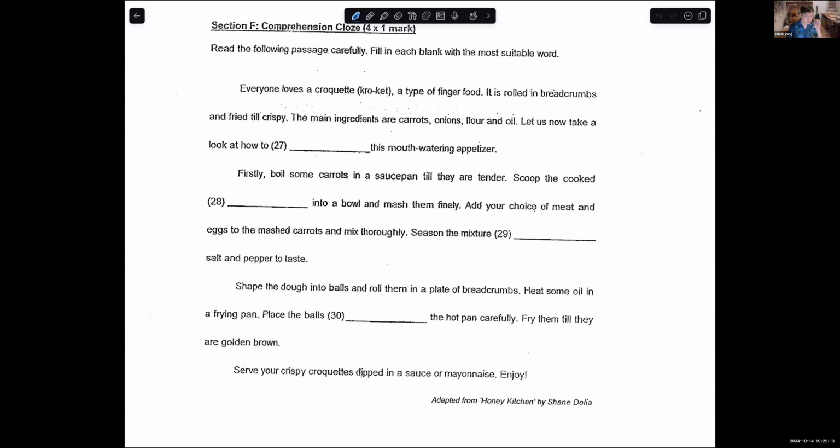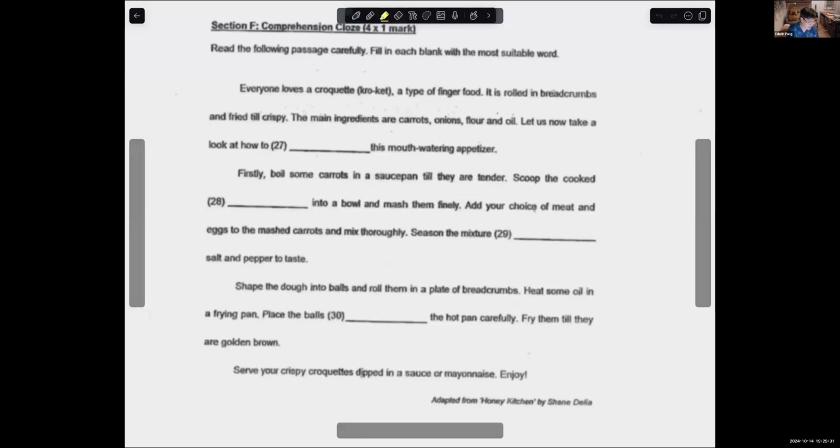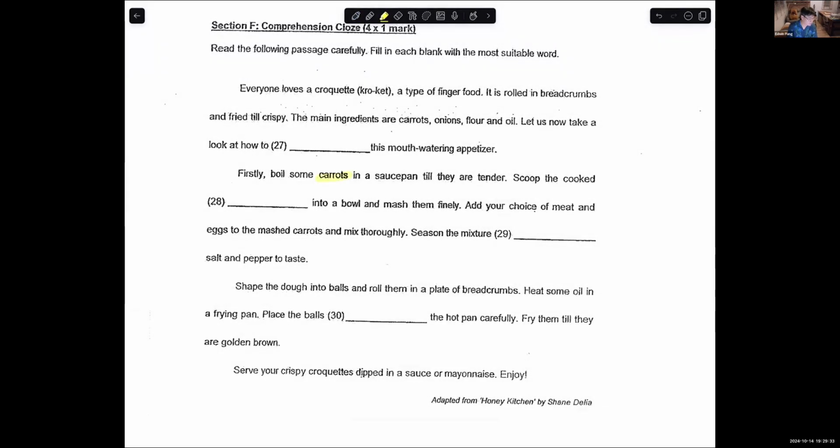Okay, so first, boil some carrots in a saucepan until they are tender. Now can you see that I am teaching you how to make the croquette? Can you all see that? I'm giving you step by step, first, second, third, and so on and so forth, right? Scoop the cooked what into a bowl, right? So what was I just cooking? So I'm just going to highlight, all right?